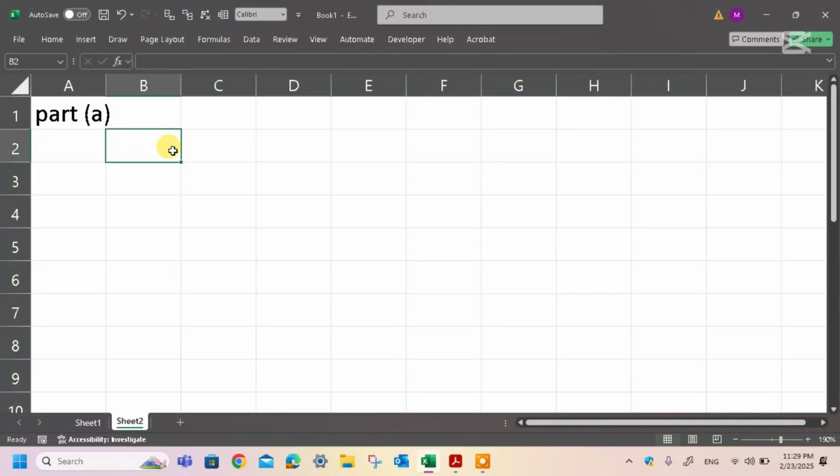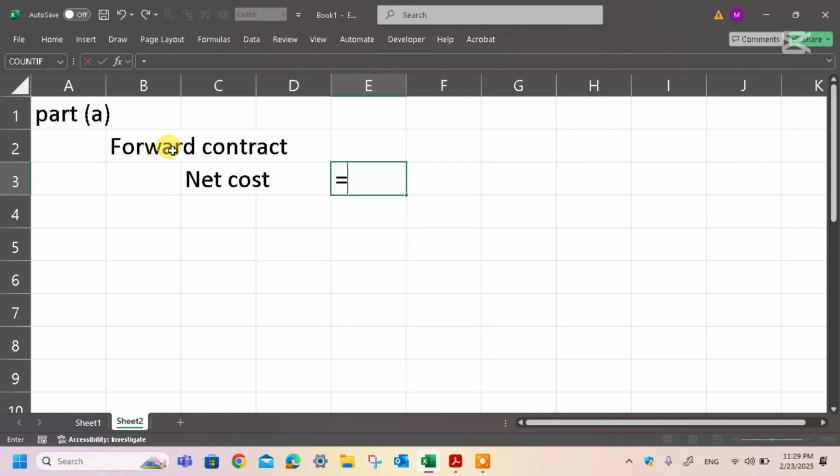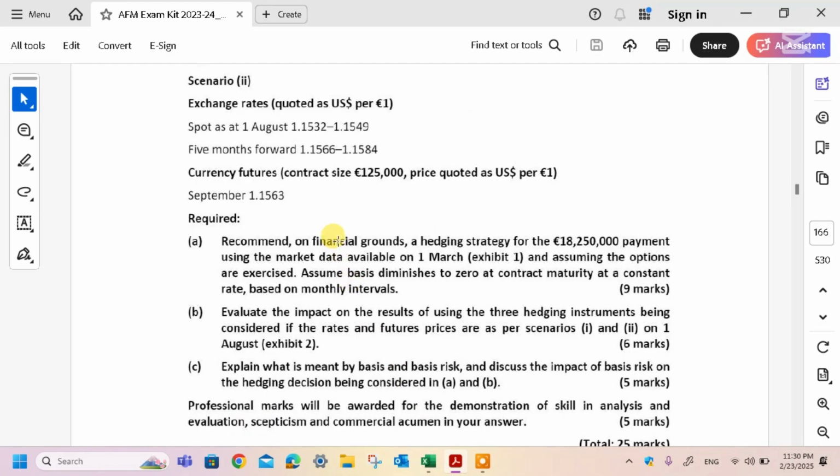Okay. First, we'll start with the forward contract. So the net cost to the company, they have to buy euros. So how many dollars are they going to spend? Net cost under forward contract is going to be, look, they have to buy 1,850,000 euro. The rate is given as dollar per euro. We already decided we will take the higher rate.